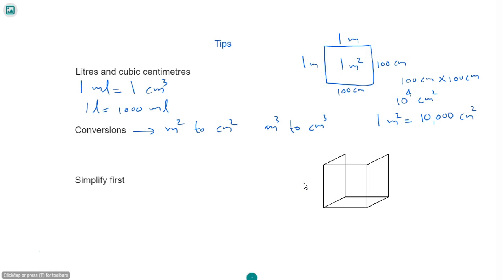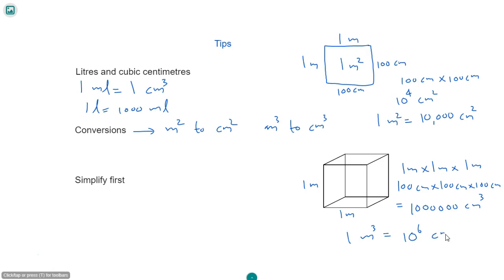Similarly, if you think about 1 meter cubed, 1 meter cube is the volume of a cube whose sides are 1 meter or 1 meter long. The volume of this cube is going to be 1 meter into 1 meter into 1 meter. That's 100 centimeters into 100 centimeters into 100 centimeter. This is going to be 1 followed by 6 zeros, centimeter cube. So that's the relation between meter cube and centimeter cube. 1 meter cube is 10 raised to 6 centimeter cube.